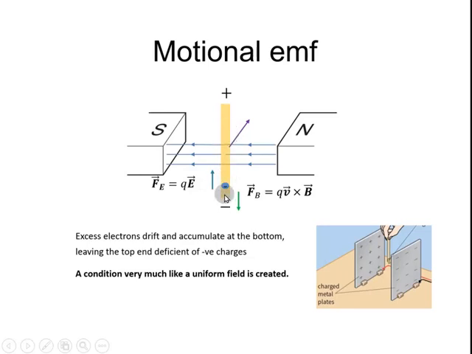Now the electrons will continue to drift until the electrostatic force is equal to the magnetic force that is drawing them down. The electrostatic force is trying to pull the electrons up because positive charges are here and trying to draw them up. And the magnetic force is trying to draw them down. There will be a time where the forces will be balanced and the electric force will be equal to the magnetic force.